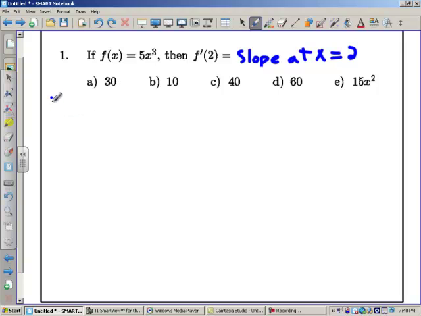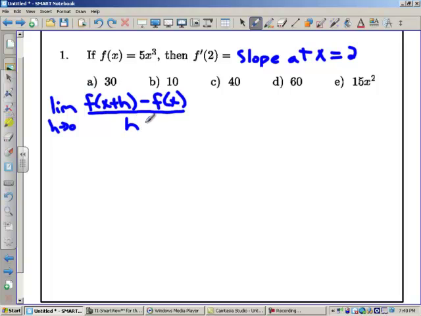So let's first of all find our derivative: the limit as h approaches 0 of f of x plus h minus f of x, all over h. That is our derivative formula, the definition of the derivative. So let's plug it in.